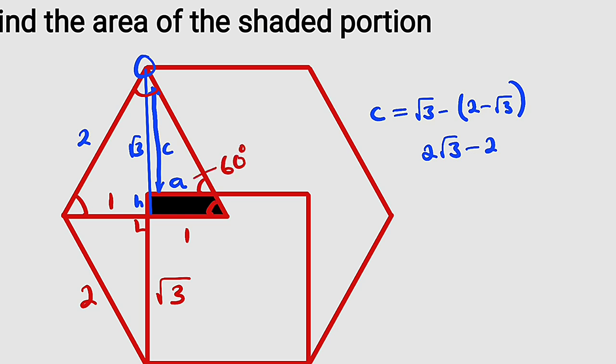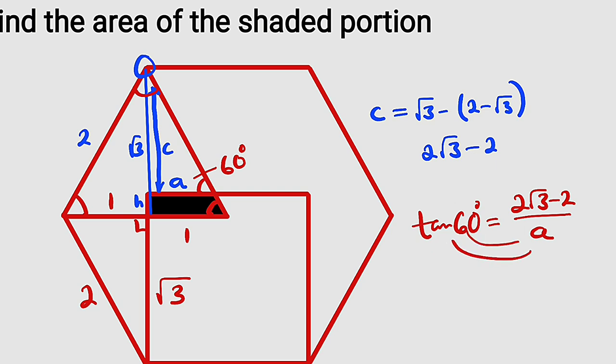So from here, I can use tan ratio to find A, right? Because tangent of 60 degrees will be opposite, which is C, divided by the adjacent, which is A. So tangent of 60 degrees is equal to opposite, which is C, but C is this value right here, which is 2 root 3 minus 2, divided by A. Let's make A the subject. We know that tangent of 60 is root 3, so we are going to bring A here and take root 3 down. So we have A to be equal to 2 root 3 minus 2 divided by root 3.